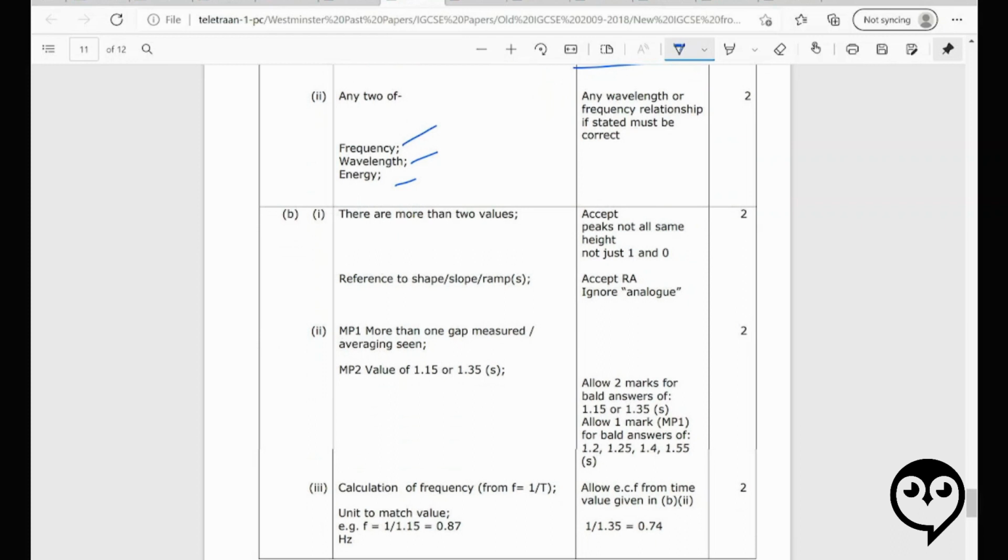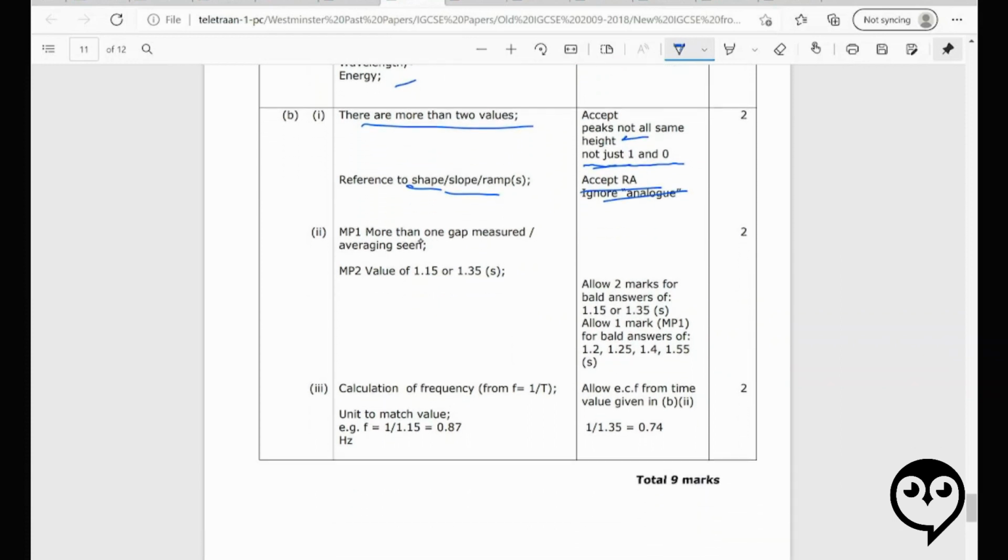Let's see here. There are more than just 2 values. Why is it not digital? Well, we saw not all peaks are the same height. Oh, I missed that, but yeah. It's not just 1 and 0. Fine. Well, I said it was continuous, so it's got shapes. It's got slopes. It moves up and down. Okay. It doesn't jump.